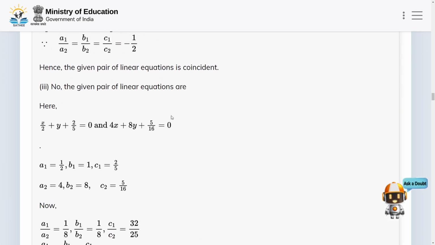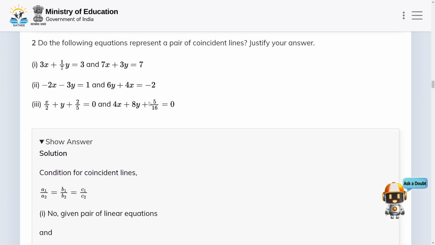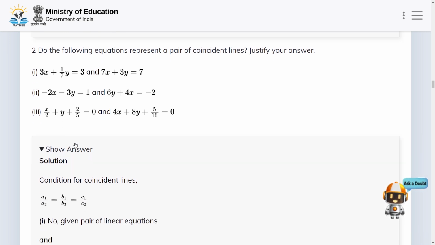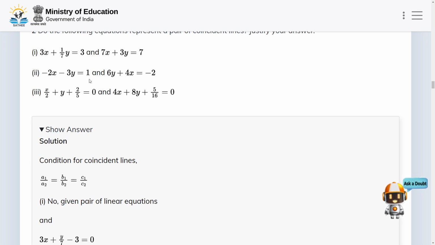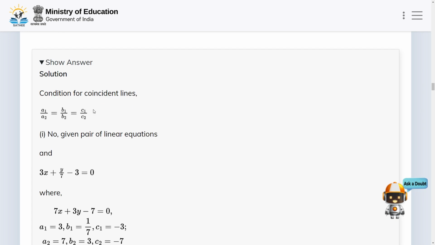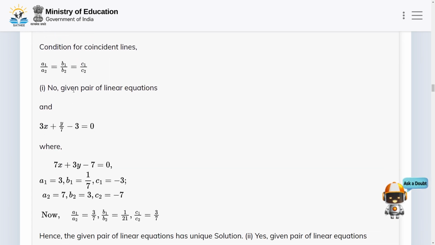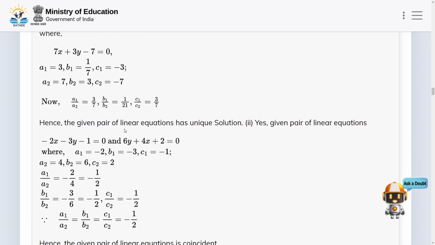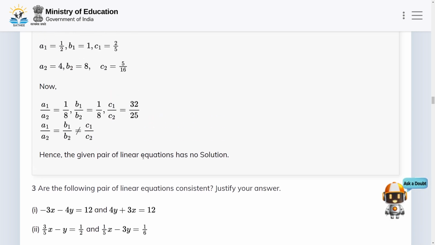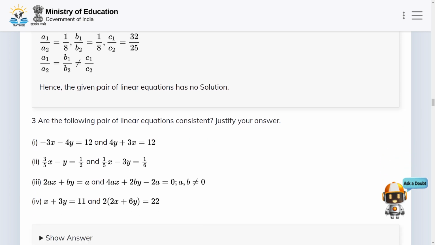So among these, the pair of linear equations minus 2x minus 3y is equal to 1 and 6y plus 4x is equal to minus 2 has a coincident solution, so it has a pair of coincident lines. For the first one, this is the given pair of linear equations, and for the third one, this pair of linear equations has no solution. Okay, so now let us move to question number 3.